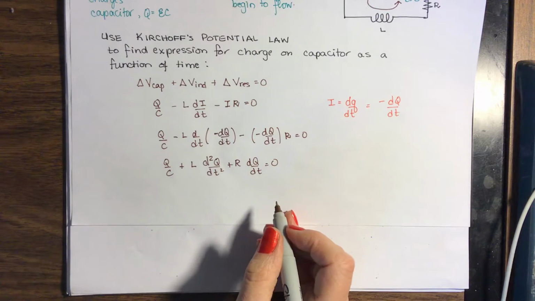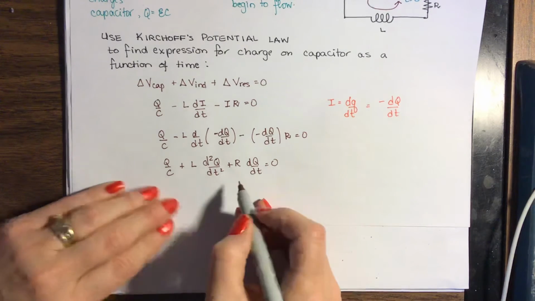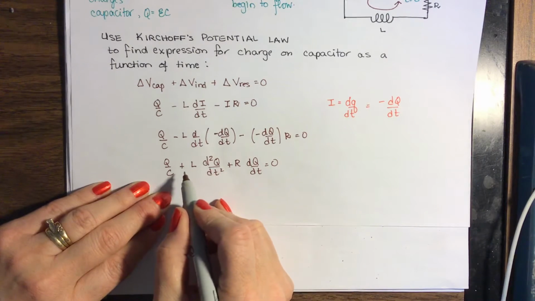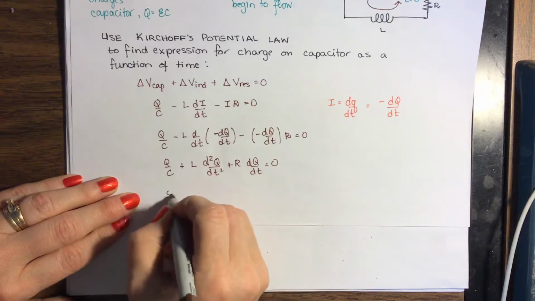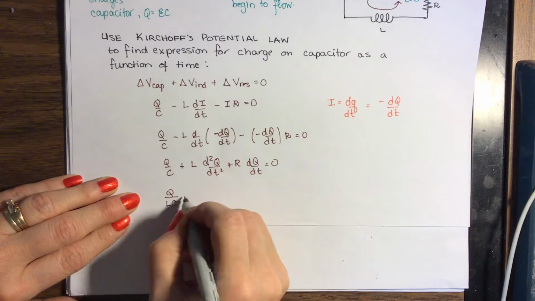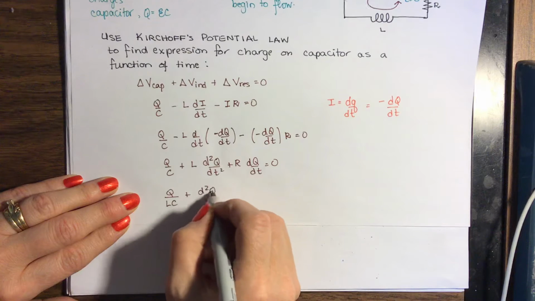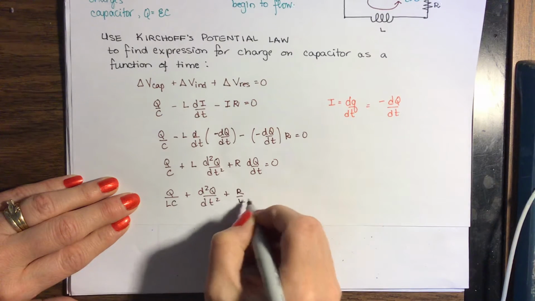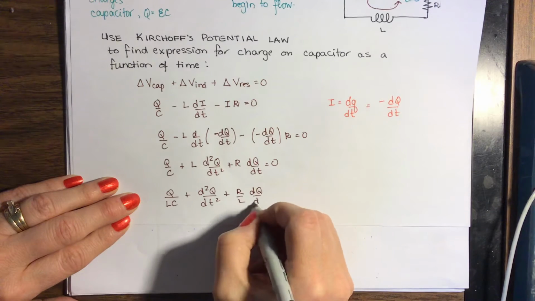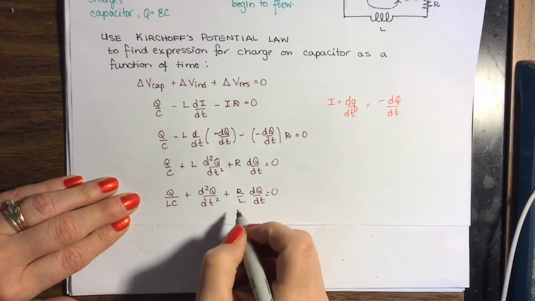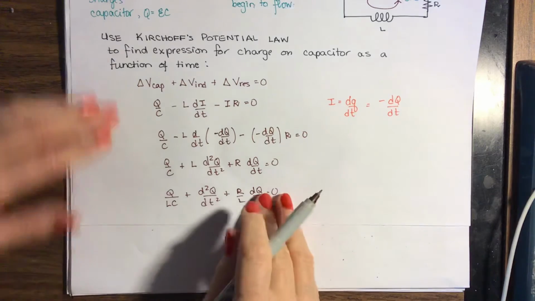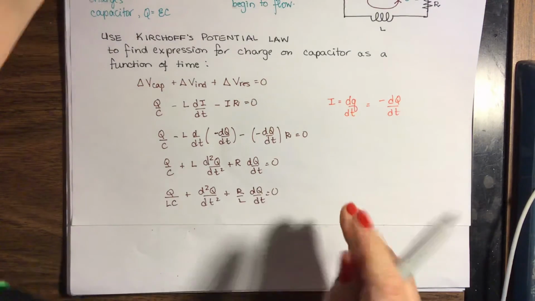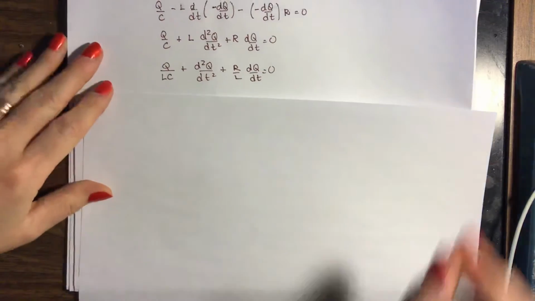Okay, so let's divide the entire expression through by the inductance L. Q over LC plus d²Q/dt² plus R over L dQ/dt. That equals 0. Now I'm just going to arrange them in order of the terms. That's a more traditional way to write it down.